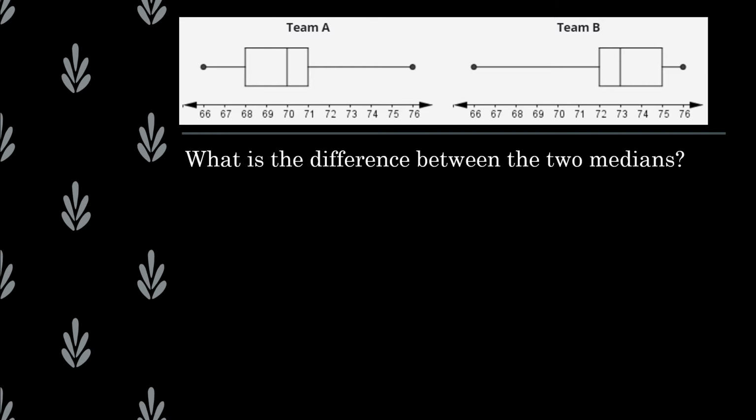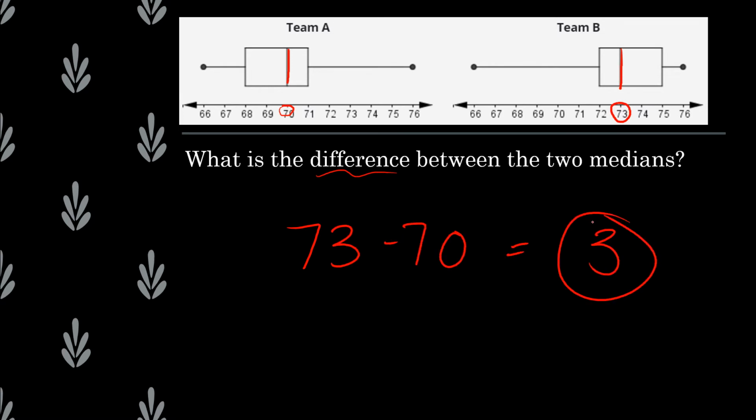So when we are looking at a box plot, remember that the line inside of your box, so this line over here and this line over here, are the medians. So for team A, their median is 70, and for team B, their median is 73. So to find the difference, all we need to do is subtract them. So the difference between these two medians would be 3.